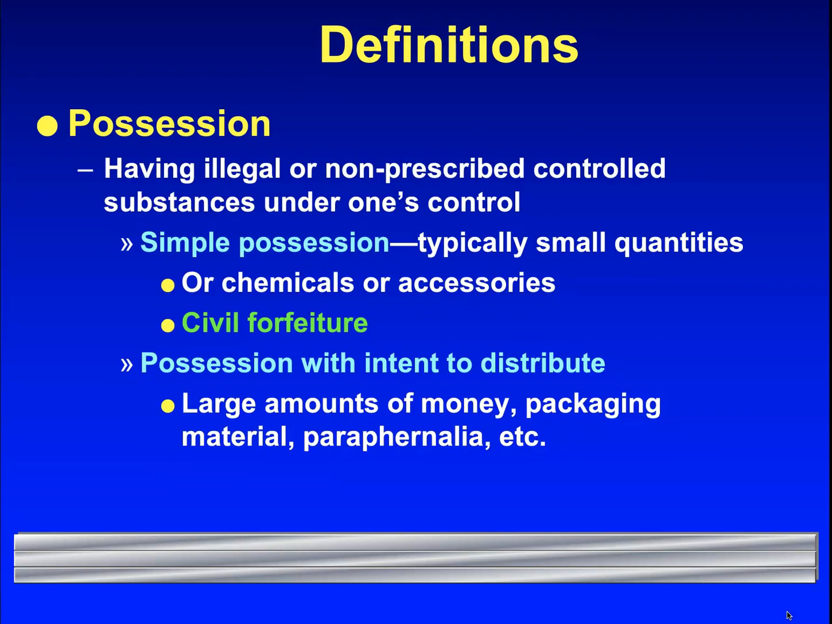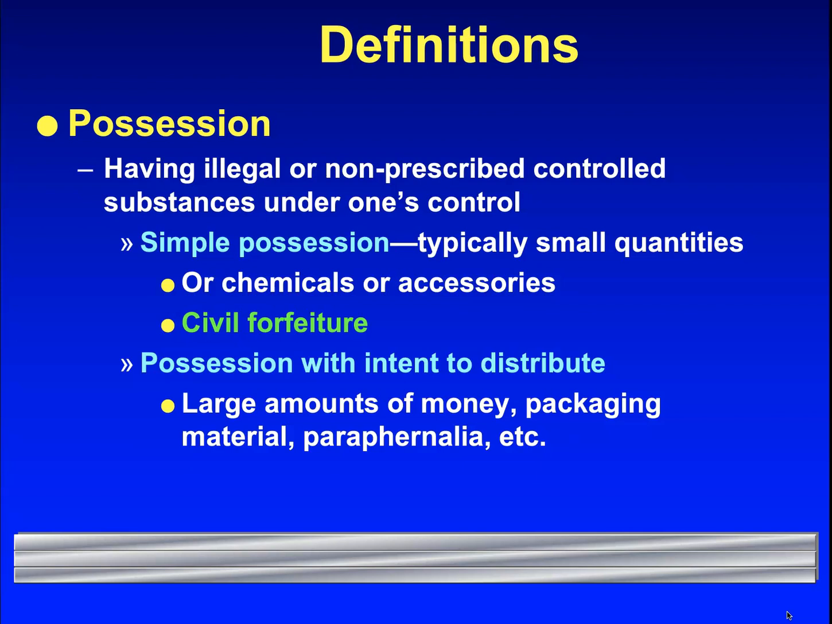So, some typical drug crimes. Possession. Possession is when a person knowingly or intentionally has a controlled substance without a valid prescription. So it's not just for heroin and cocaine. It could be for Xanax, a controlled substance that's scheduled and you don't have a valid prescription for. And it could also be for illegal substances. Now, simple possession typically involves small quantities of the substance, and some states have different standards for that.